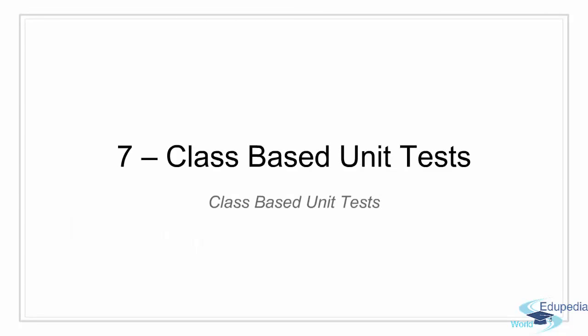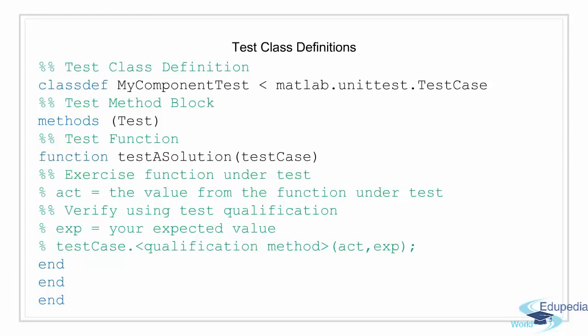Apart from script-based and function-based unit testing, there is also class-based unit testing. In this section I will cover class-based unit testing. A simple test class definition looks something like shown on the slide. When defining the test class, the class must inherit from matlab.unittest.TestCase and should contain a methods block with the Test attribute passed as an argument, as shown in the code snippet. The methods block contains functions. Each of these functions will be a unit test.